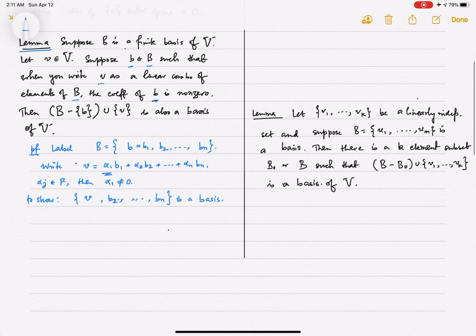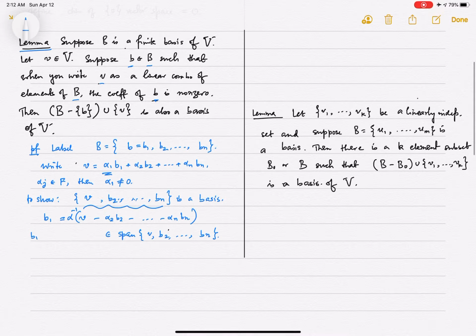Now look, B1 can be written in terms of these guys. To do that, you just take the equation that is given up there and move the B2, B3, etc. terms to the left, so then you get alpha 1 B1 is V minus alpha 2 B2 minus ... minus alpha n Bn. And then you divide by alpha 1 on both sides. Alpha 1 is non-zero, that's the key condition, right? So you have seen now that B1 is in the span of V, B2, ..., Bn, because it's a linear combination of these guys.